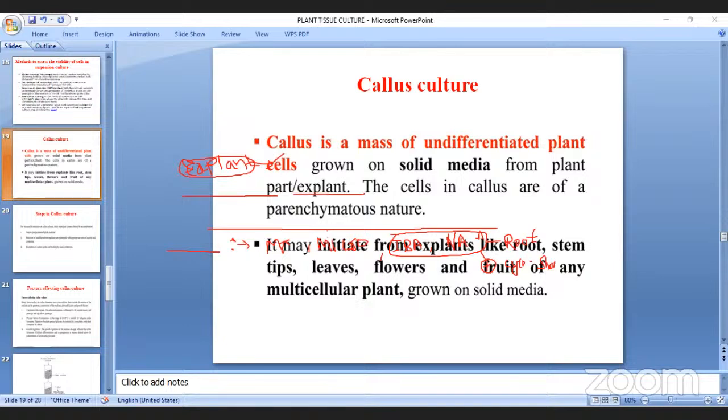Are you able to see? Hello? Are you able to see the marker? Yes, sir. Right.